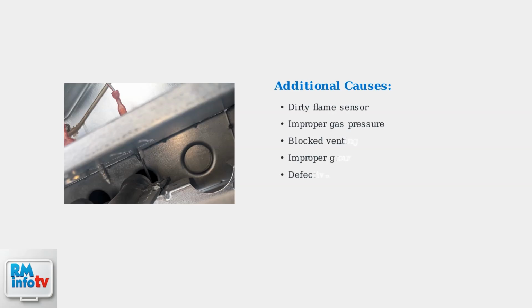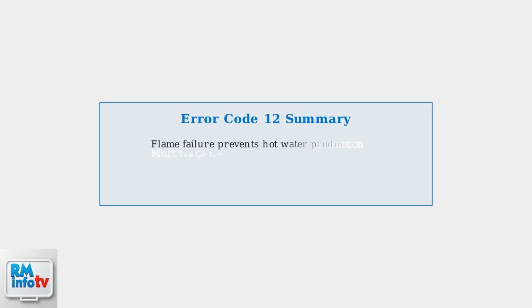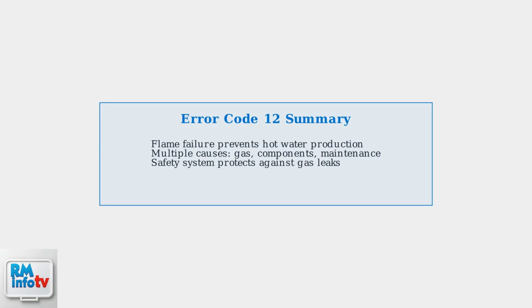Other causes include a dirty flame sensor covered in dust or carbon residue, improper gas pressure from a defective regulator, blocked venting that prevents proper air intake, and improper grounding of the appliance. Understanding these causes is the first step in diagnosing error code 12. Each component plays a vital role in the safe operation of your tankless water heater, and identifying which one is causing the problem is essential for proper repair.